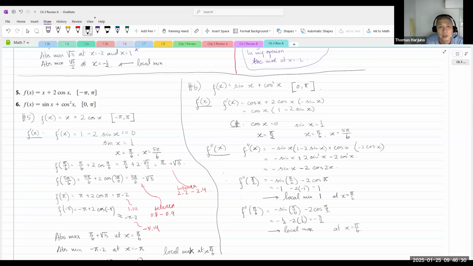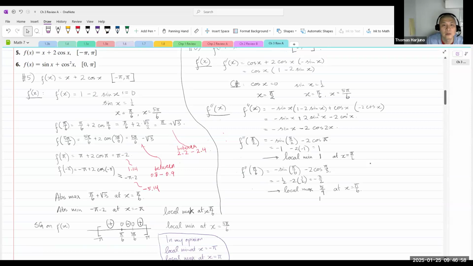I'm sorry. Let me use a different color. So sine pi over 6 is what? That's 1/2. Cosine pi over 6 is radical 3 over 2, which when I square it, I get 3/4. So that will be 5/4. The value is 5/4. Oh, that's higher.